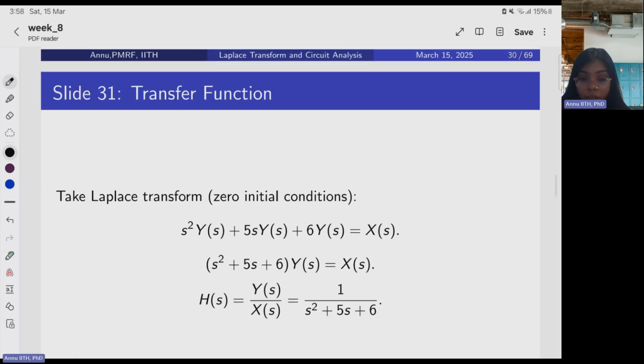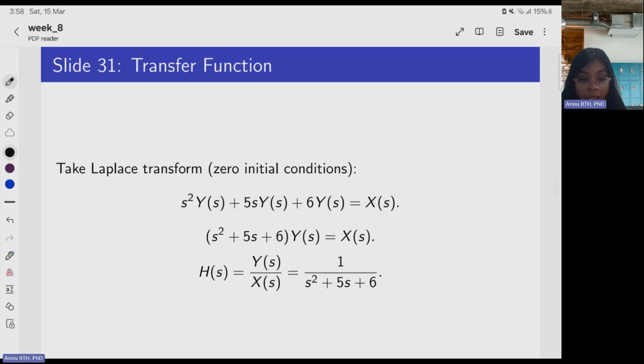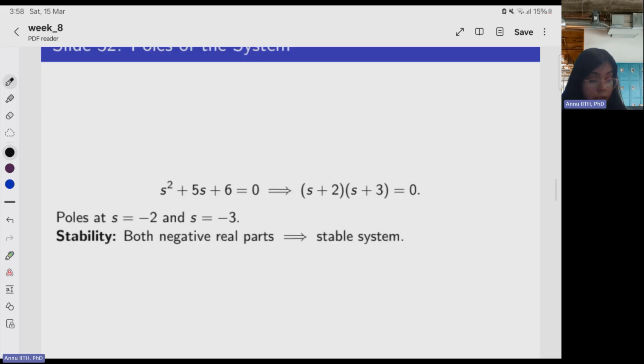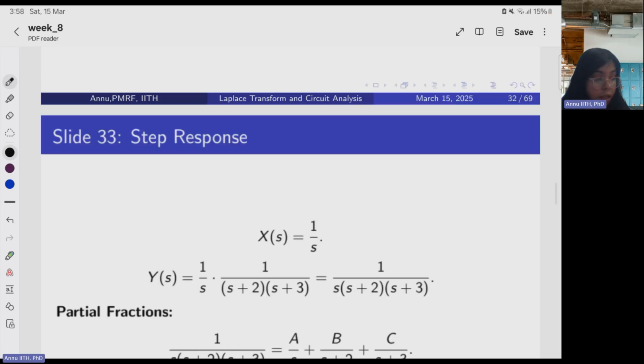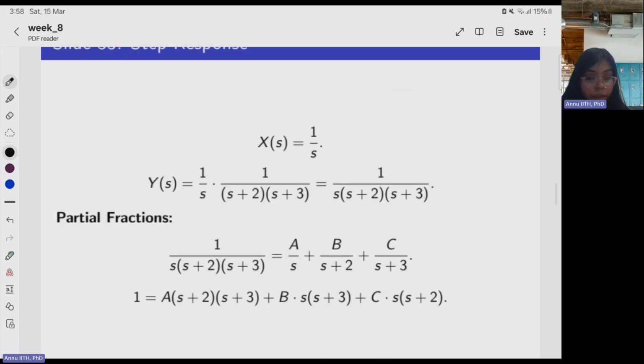So we have the transfer function. We can just take it, and it is 1 by s square plus 5s plus 6. So we have both negative poles, so it is a stable system. Step response: let us find the step response. If we have x of s equal to 1 by s, that is x of t equal to 1 times u of t. Let us find that.